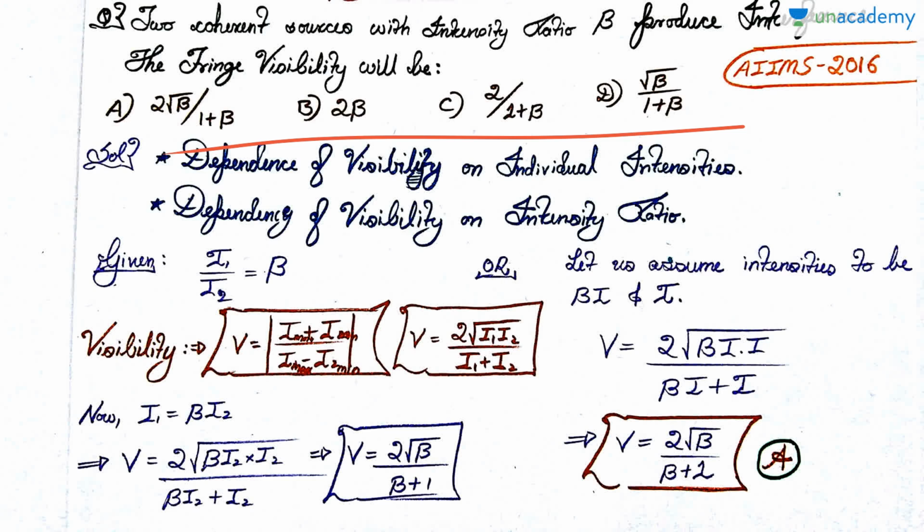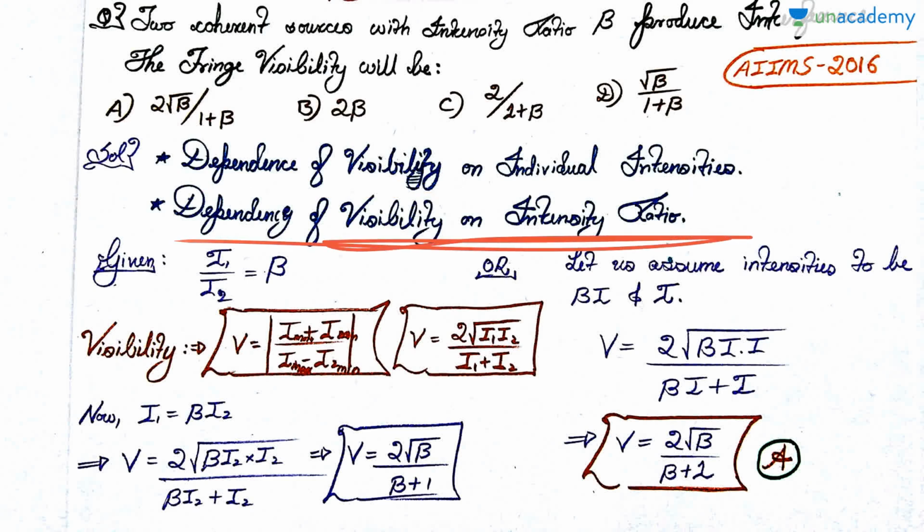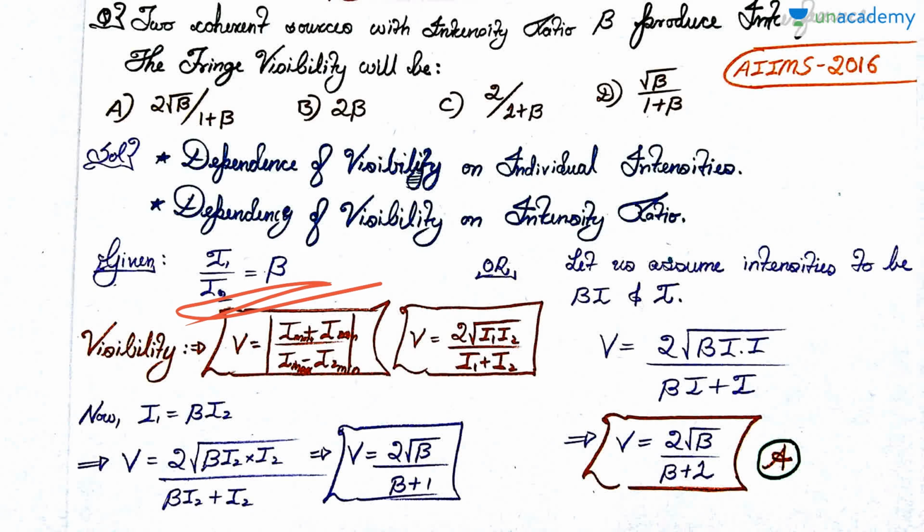All right. So here they asked a very concept based question on visibility, which is generally not asked in competitive exams, right? So here, first we need to see what is visibility and how does it depend on individual intensity, and also the dependency of visibility on the intensity ratio. All these two things are important. Now we are given that the intensity ratio is beta.